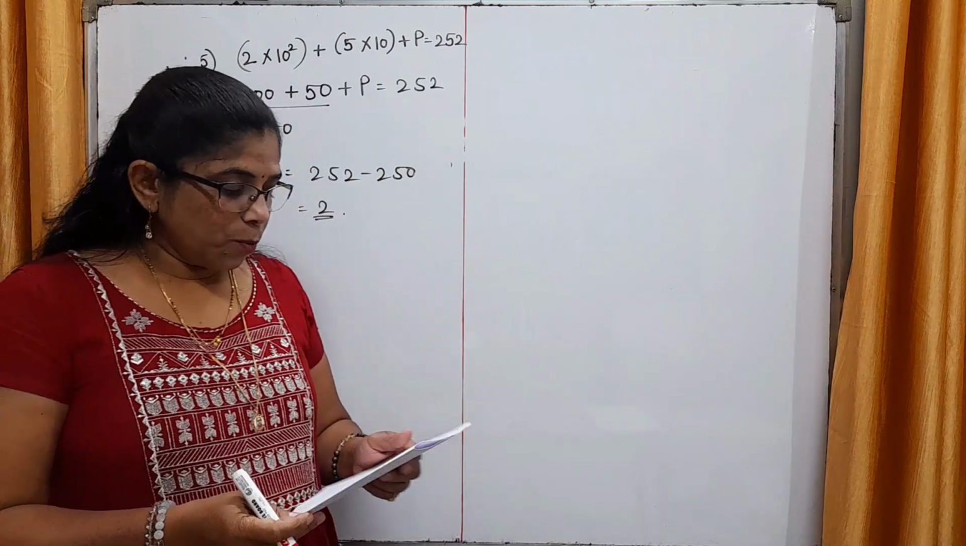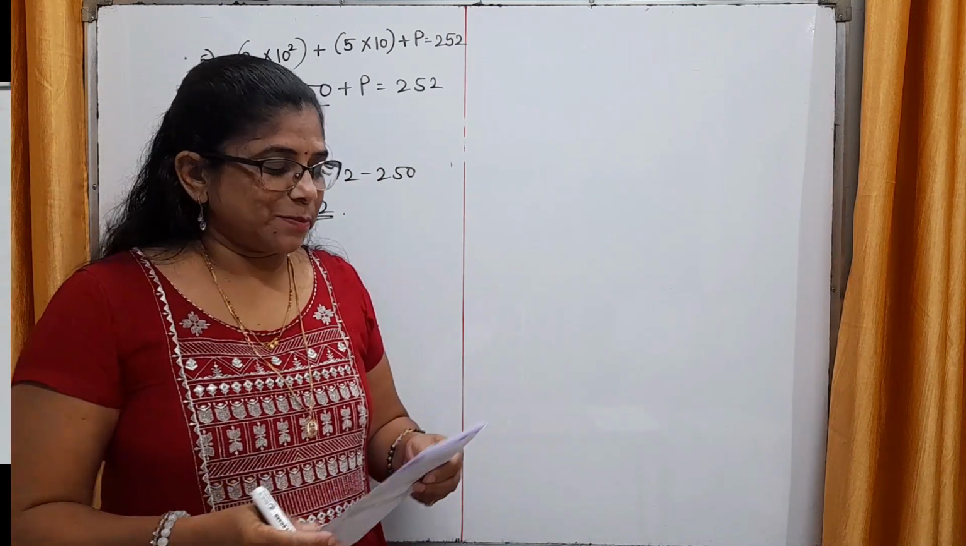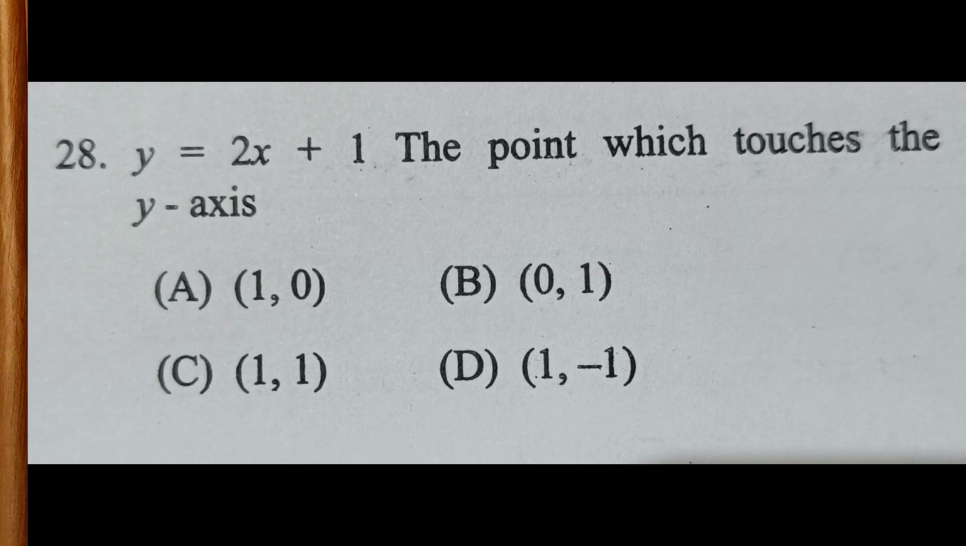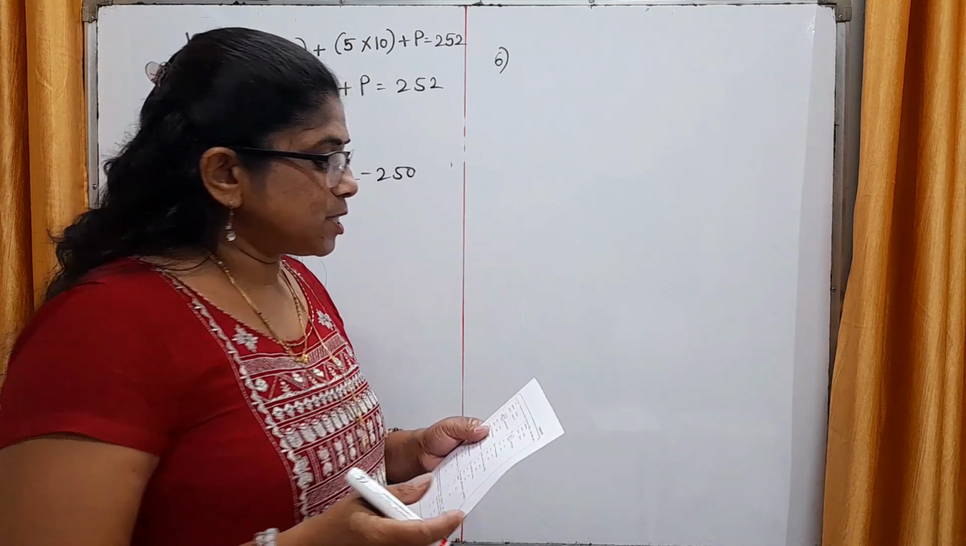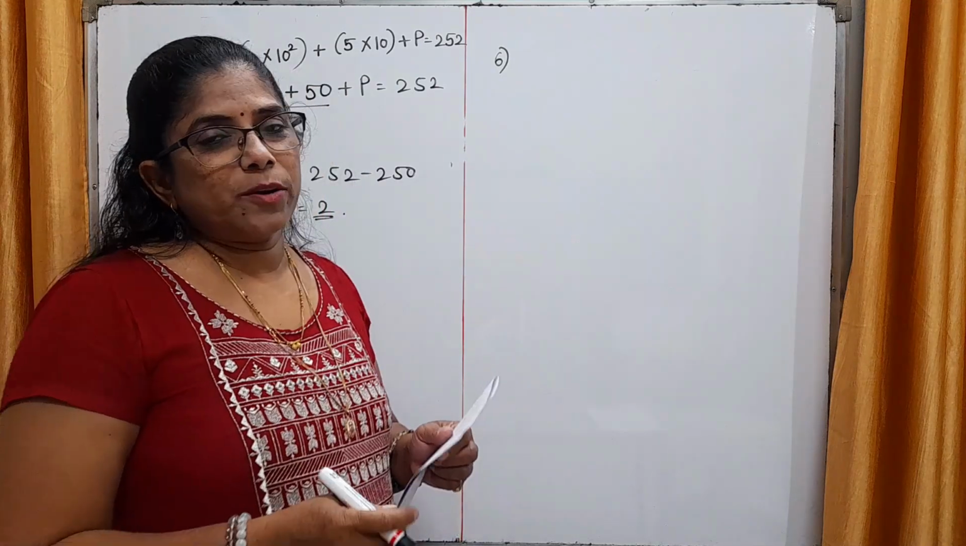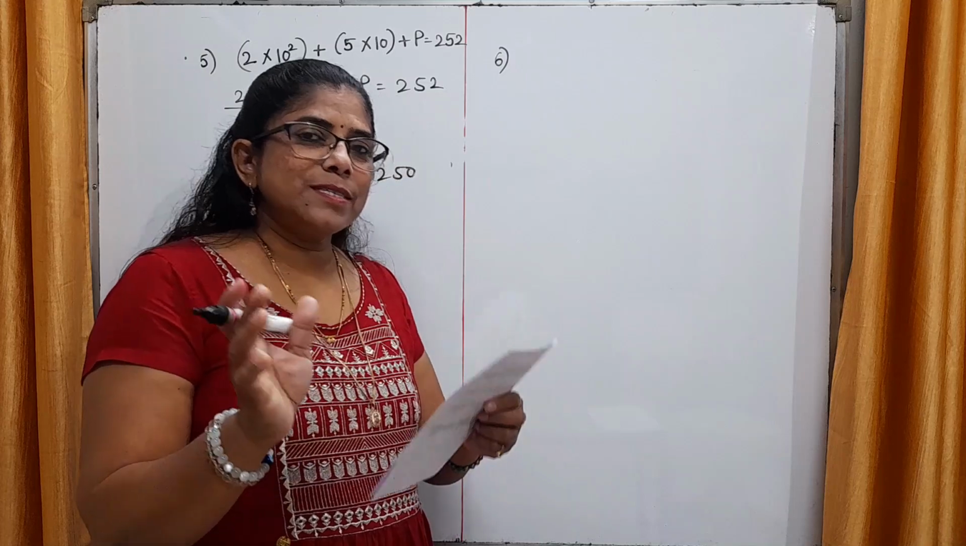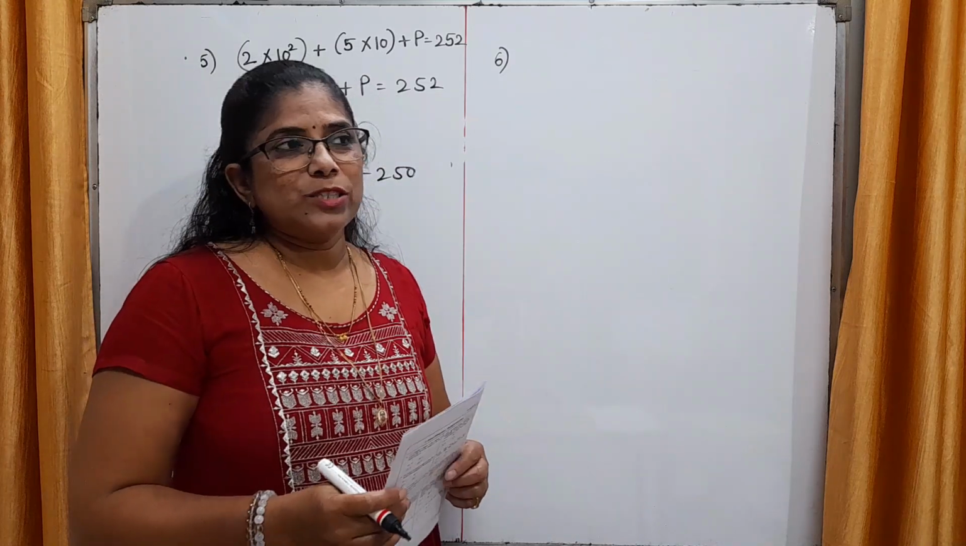Okay. Now let's move to the 6th sum. Y is equal to 2x plus 1. So the point which touches the y-axis. This sum is from coordinate geometry. Means it is related to coordinate geometry and it is asked in linear equations.